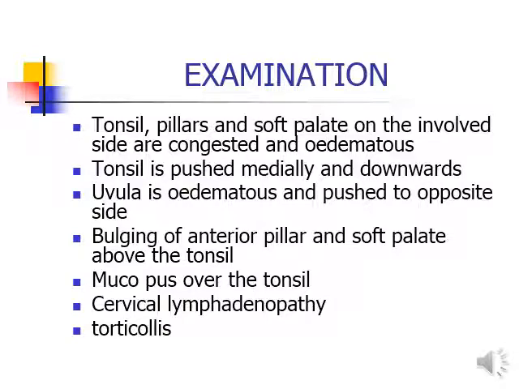There is bulging of the anterior pillar and the soft palate above the tonsil, mucopus covering the tonsil, and there is cervical lymphadenopathy and torticollis, which means difficulty moving the head and neck from one side to the other due to affection of the sternomastoid muscle.